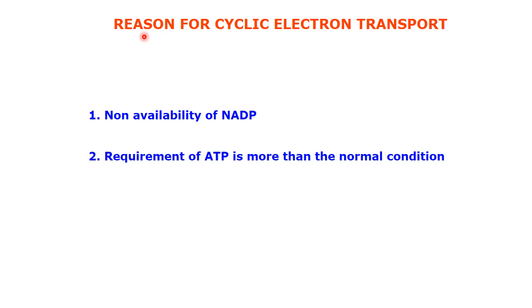So what are the reasons for cyclic electron transport? They are the non-availability of NADP plus, and a requirement of ATP that is more than the normal condition. So these two are the reasons for cyclic electron transport in the light reaction of photosynthesis.